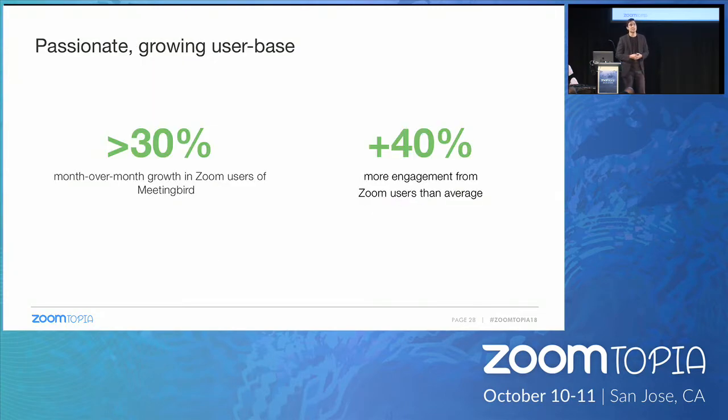The last thing I want to touch on here is that Zoom's user base is passionate and growing. So we see over 30% month-over-month growth in Zoom users on our platform. And even more interestingly, those users actually show 40% more engagement than the average user of MeetingBird. So the takeaway is that not only are Zoom users growing quickly within our platform, but they're also contributing a large amount of usage. Overall, we couldn't be more excited about the Zoom API and marketplace and look forward to continuing to see it grow.